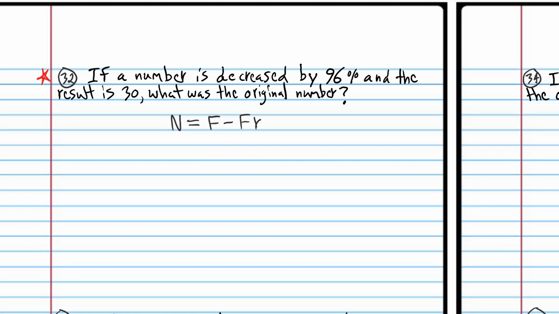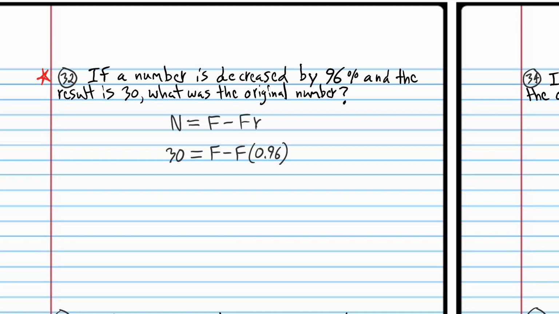So let's write the original number. Let's write the new number is 30. And the original number we don't know, but we do know R is 0.96. And again, I'm writing the number to the right of the letter, so I'm just going to put it in parentheses so there's no confusion. Again, when you write the number to the left of the letter, that looks normal, but when you write the number to the right of the letter, it looks kind of weird. So I'm just going to use parentheses for that.